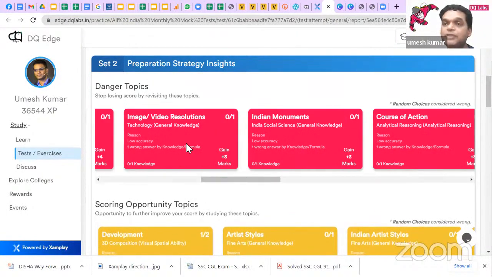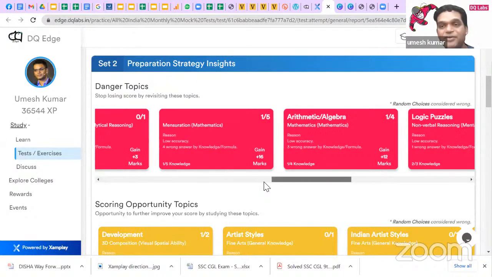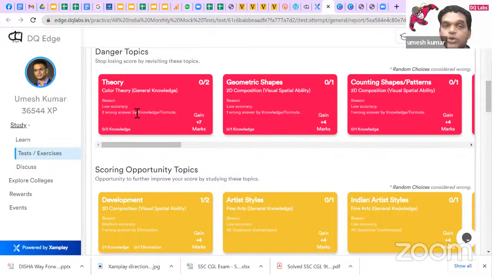See, if she has applied through random choice and got it wrong, it's okay, fine. It doesn't matter. But she thought she knows the answer very well and she got it wrong. So these are the danger topics. This is the first priority. The second priority is the scoring topics.